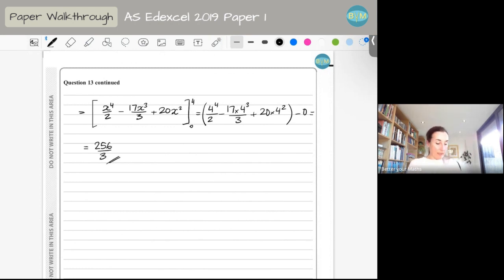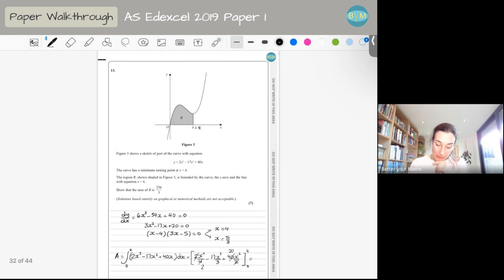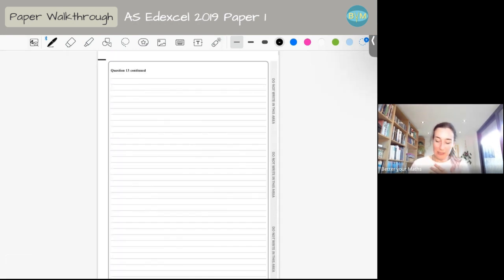We can double check just in case. Has someone checked? 256 over 3. Yeah. So if you check with the calculator, you will see that you get that value. Okay. Next question. Everyone happy with that? Yeah. It was a very quick question for a B9 integration question and 7 marks. It's not difficult.